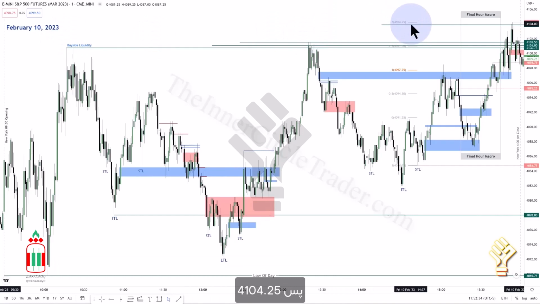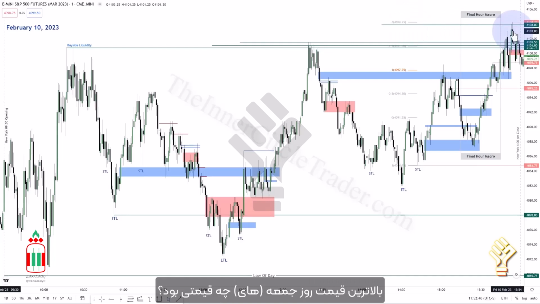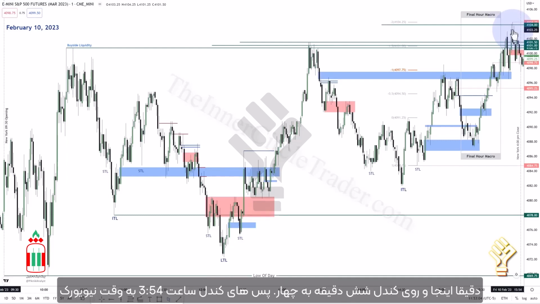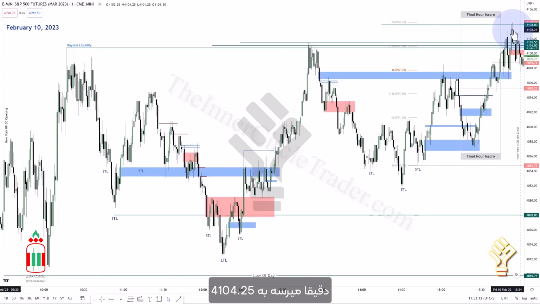4104.25. What was the high of the day on Friday? Look right here. High of the day, 4104.00. No, it's not. I'm sorry. The next candle here, 4104.25. Right here on the candle at 6 minutes to 4. So 3:54 New York local time. The high comes in at 4104.25 to the tick.